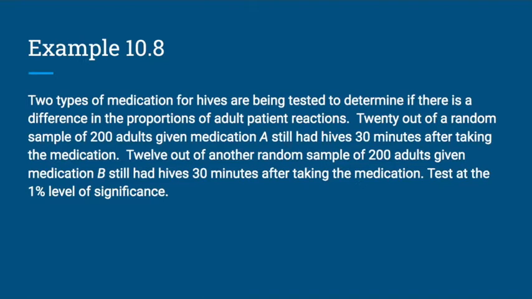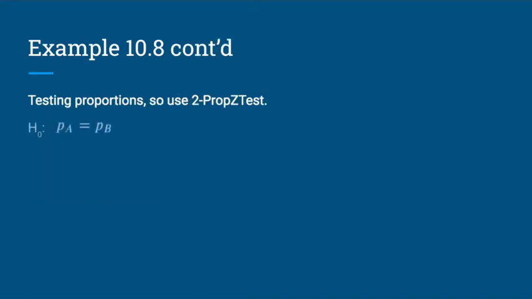Are they different? So when we go to figure out our null hypothesis, it's going to be that the proportion for A is equal to the proportion for B, or we could have written this as the proportion for A minus the proportion of B equals 0. That would be exactly the same kind of thing. And since all we're looking to see is if there's a difference, then our alternative is going to be not equal. The proportion for A is not equal to the proportion for B.